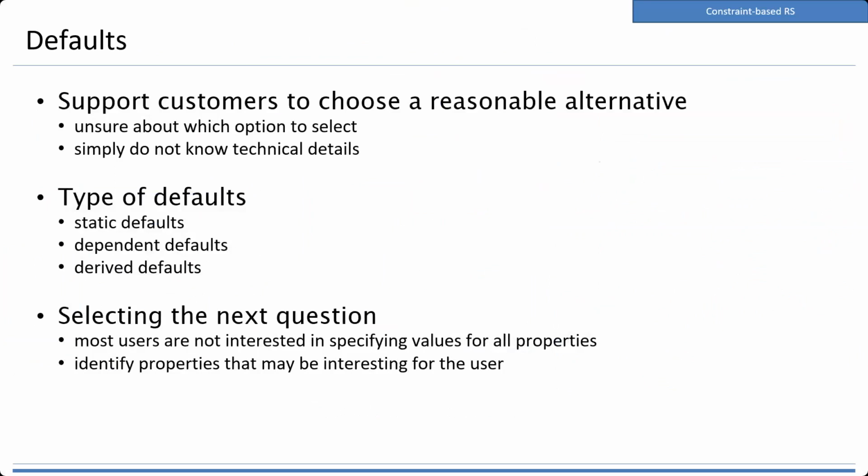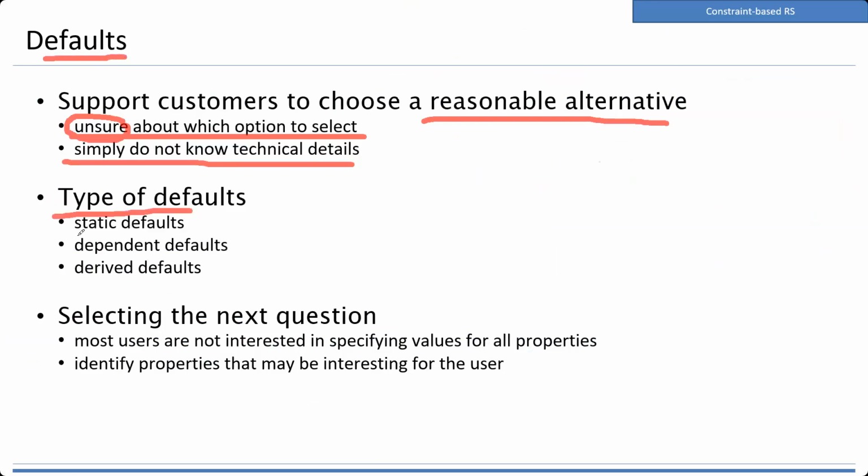The other thing that we need to understand in the constraint-based approach is about defaults. Defaults support customers in choosing a reasonable alternative. Sometimes the user or the customer is not sure about which option to select, and customers simply do not know technical details. For example, if you should buy a kind of cloud technology, do you know about the technology in the cloud? Some of you may know, but many of us don't know the details. So we need to have defaults. There are three types of default: the static default, dependent default, and derived default.